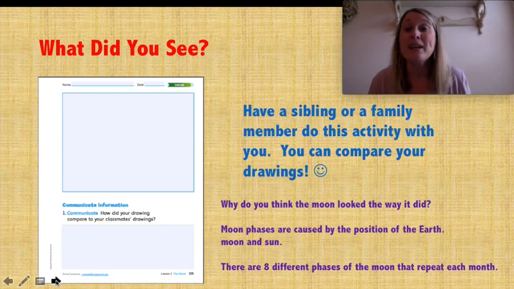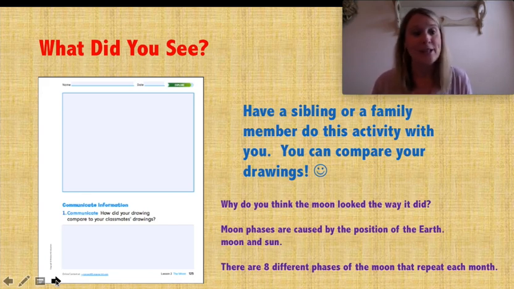Okay, so depending on where it is in its lunar cycle, there's actually 8 different phases of the moon that repeat themselves each month. It's a pattern that you can actually see in the sky. Isn't that cool? So that's what we're going to be doing, is seeing if we can find out what that pattern is throughout this next month.